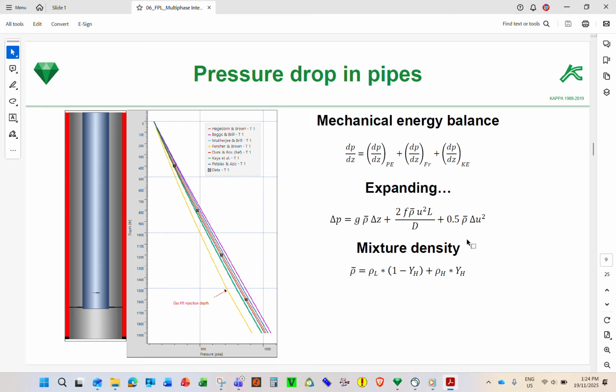Okay, so mixture density, yes, we know that one. We can get it from the density tool, or we can get it from the holdup. If we know the holdup, we know rho L and rho G, and we can get the density tool, I mean the density average of the mixture. So we get them. Okay, so we see what the nodal is doing.